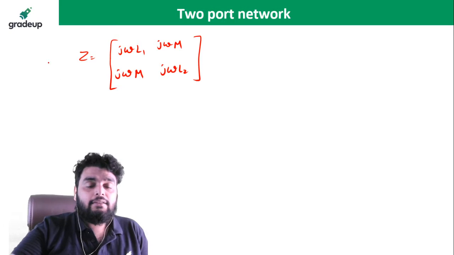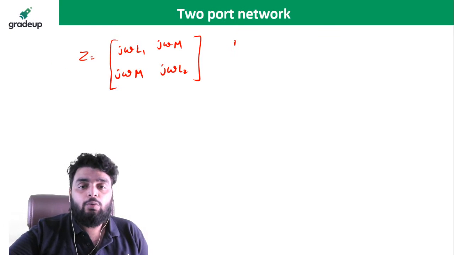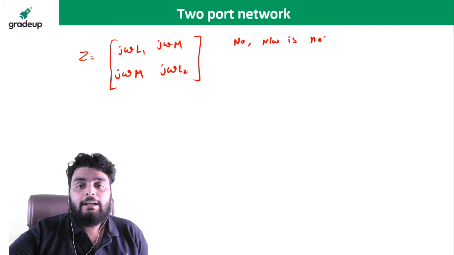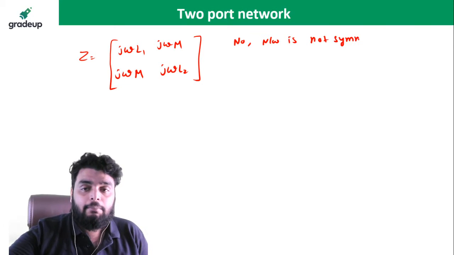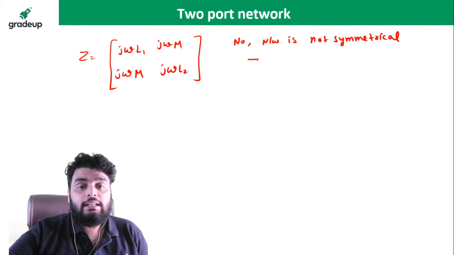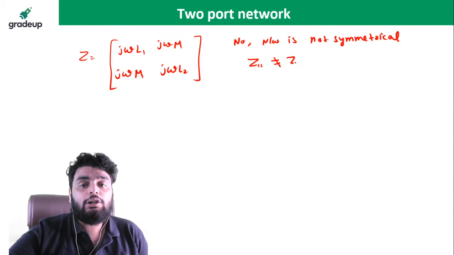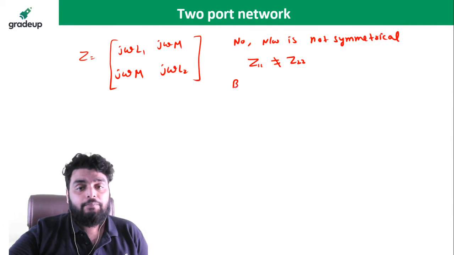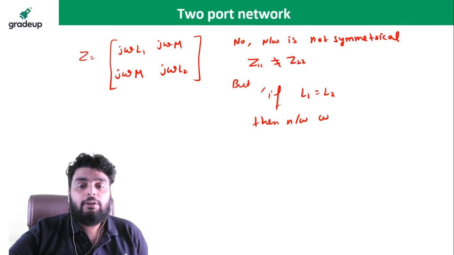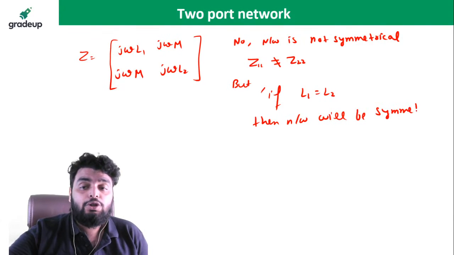So tell me, is this a symmetrical network? The answer is no. Network is not symmetrical. Why is the network not symmetrical? Because you can see Z11 is not equal to Z22. But if L1 is equal to L2, then the network will be symmetrical. So this can be asked in your MSQ type question also.